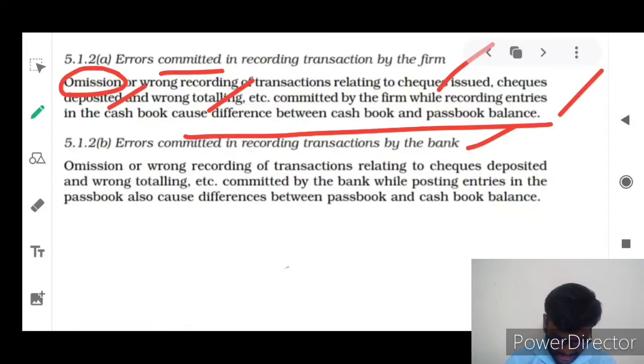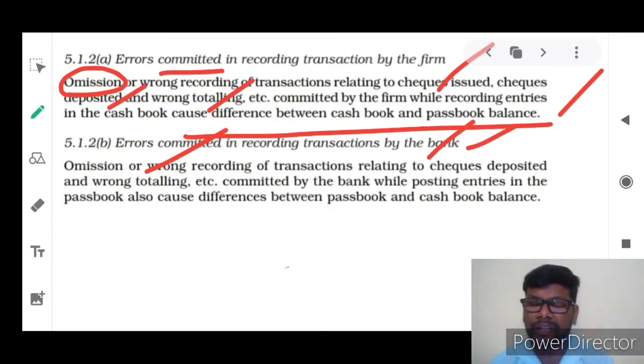Okay, next one, errors committed in the recording of transactions by the bank. Omission or wrong recording of transactions related to checks deposited, or check withdrawal, or wrong totaling. Like these kinds of items only, because we are focusing only on bank-related aspects, bank-related amounts. That amount is related to the bank column of the cash book and the passbook. The bank statement is called the passbook. So the final balance should tally, isn't it? If it is not tallying, if it is not reconciling, we prepare the bank reconciliation statement. Anyway, sometimes these errors are made by the bank.